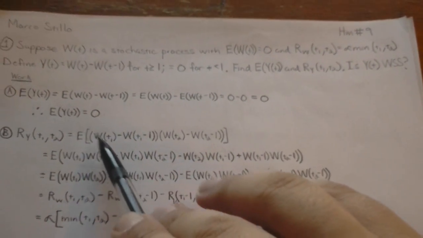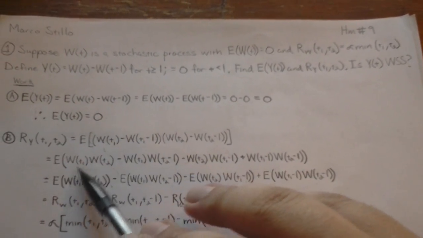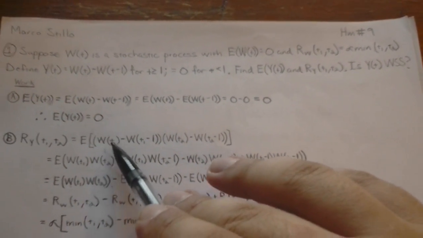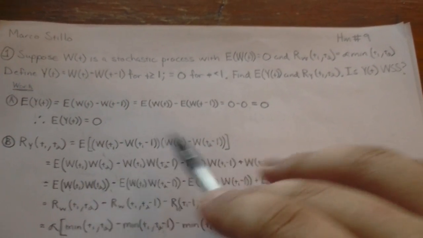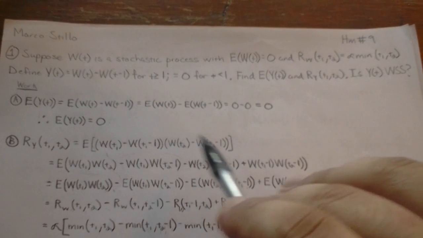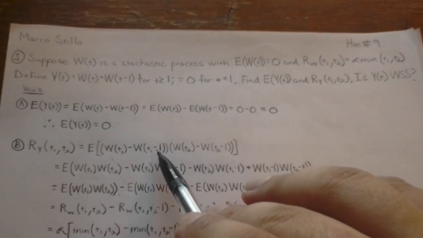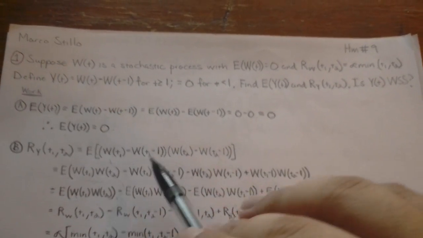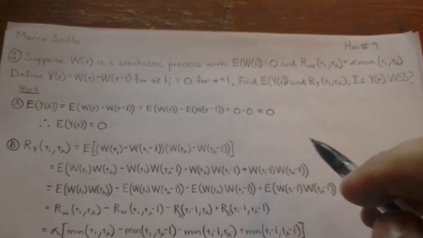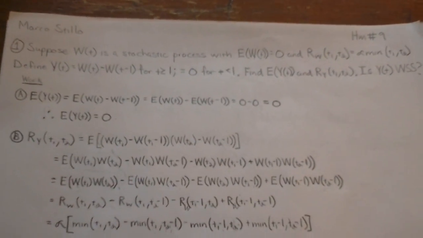Now, if we actually multiply this out, we're going to get this right here, and we can see the equation. It's going to be W t1 times W t2, minus W t1 times W t2 minus 1, minus W t1 minus 1 times W t2, and finally, plus W t1 minus 1 times W t2 minus 1. So we break that down accordingly.